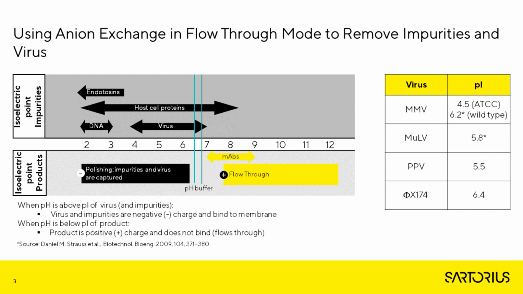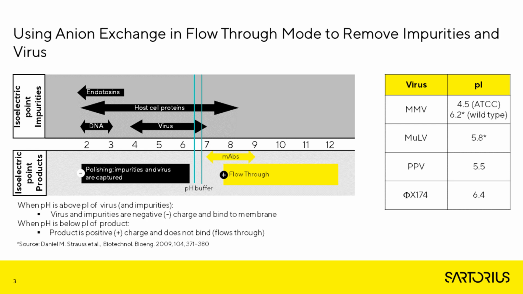So anion exchange chromatography is commonly used in the flow-through mode to remove impurities and virus from the product of interest. In the flow-through mode, the goal is to have the product of interest positively charged, so it will flow through, or not bind, to the membrane or the resin. And the impurities should be negatively charged, so they will bind to the membrane. And this is accomplished by choosing a process pH that is lower than the pI of the product and a pH that is higher than the pI of the impurity or the virus that you want to remove.